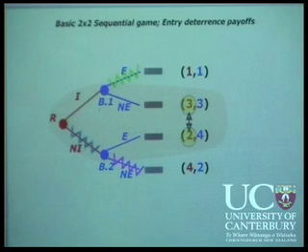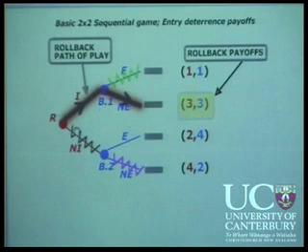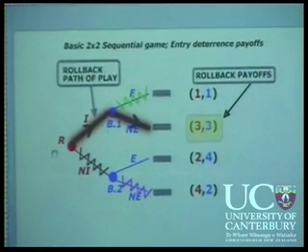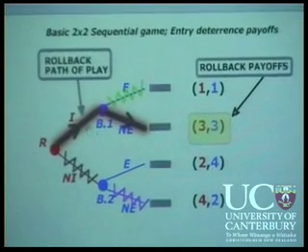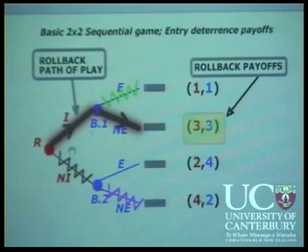But this idea, I just put in some labels here, is that this is called a rollback equilibrium. And the rollback works like this. We start at the end and we work backwards. Okay? We don't try to figure out what the red player is going to do first. Well, we do, but we need to start with what the blue player is going to do, because the blue player is at the end of the game. Okay? And what we worked out is that we would expect this to be the path of play, this to be the outcome, and this is the outcome in terms of payoffs. And we call those the rollback path of play and rollback payoffs.